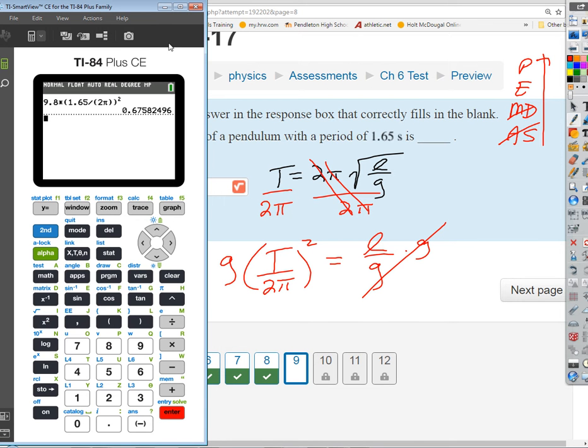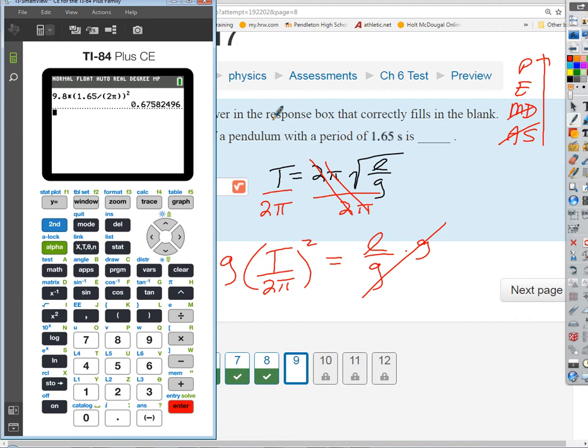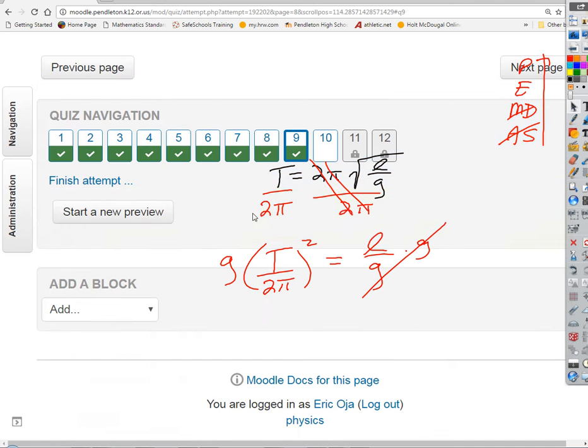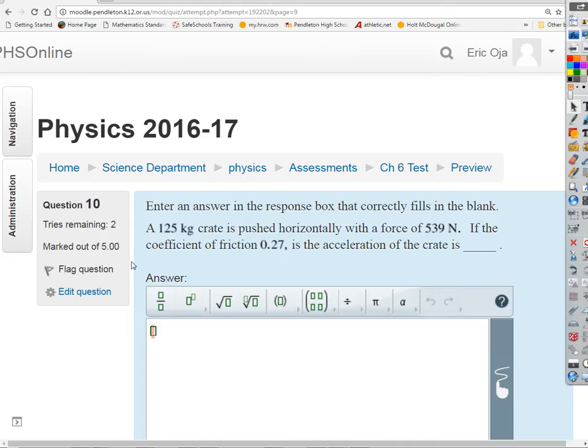Looks like we got 3 decimal places. So what is that? 0.676. Good. And what are the standard units going to be if we're measuring length? Good. Okay, good. Oh, we're batting 1,000 right now. We can't mess up here. We got to get 100 on this.